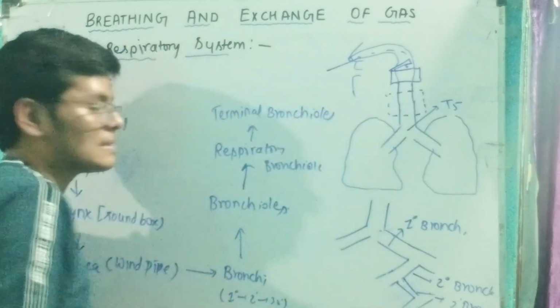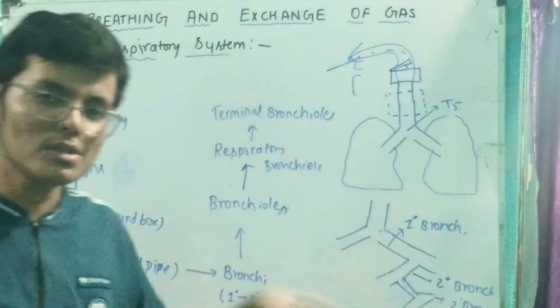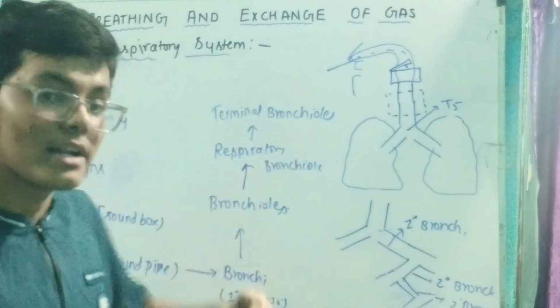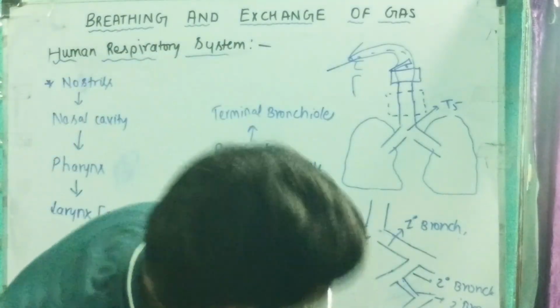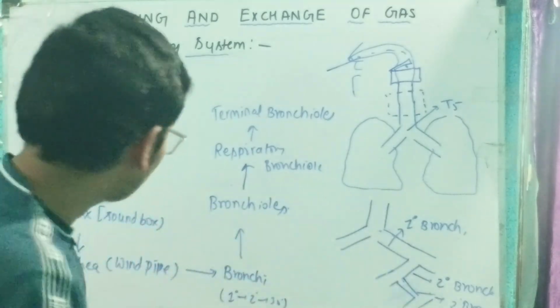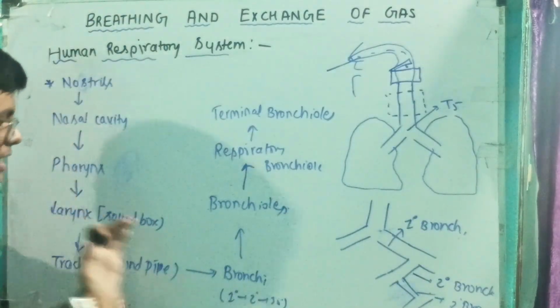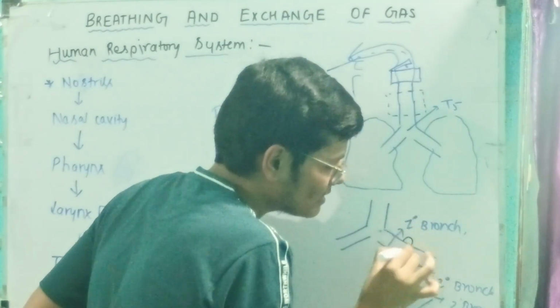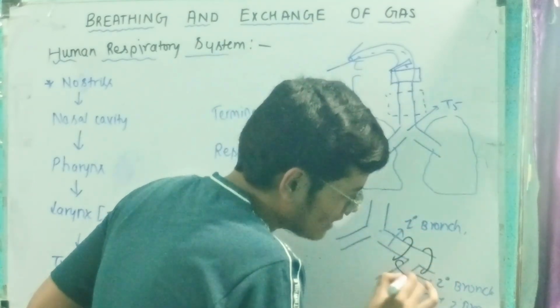Terminal bronchioles. What are terminal bronchioles? Terminal bronchioles are the last part where, okay, I haven't told you this, but the respiratory tree you are seeing from pharynx, larynx, trachea, bronchi, bronchioles, these all are covered by C-shaped cartilaginous rings. They are covered like this.